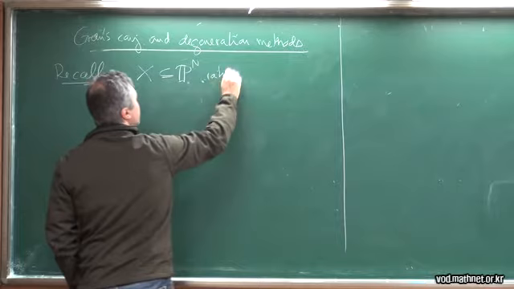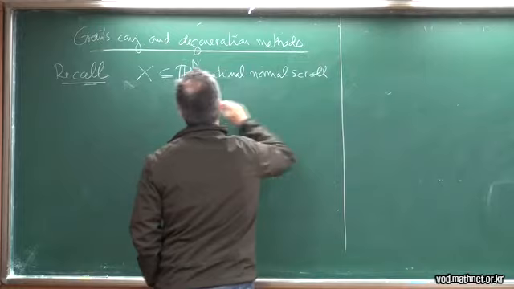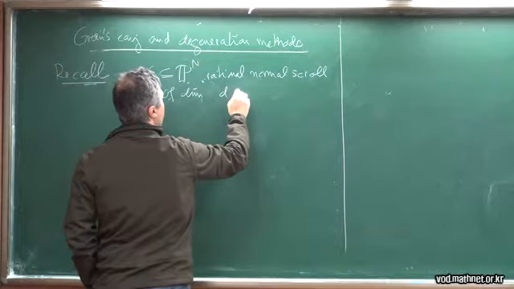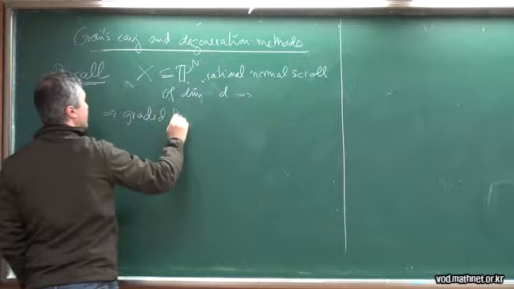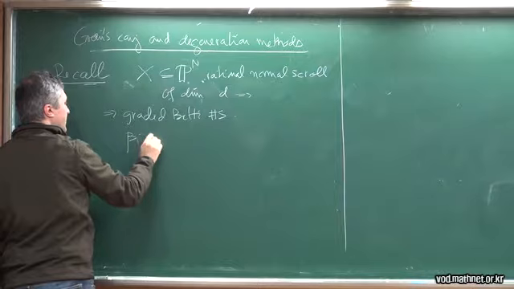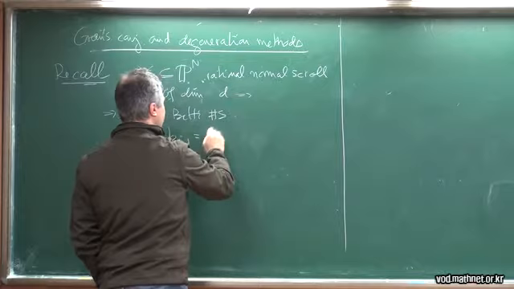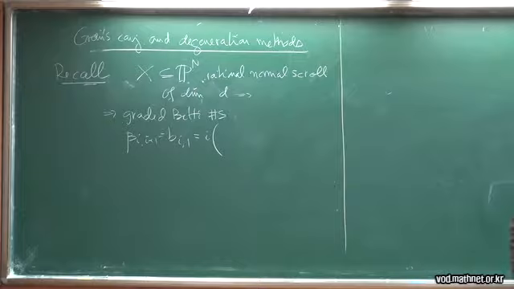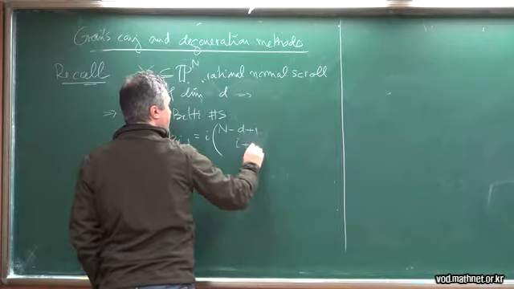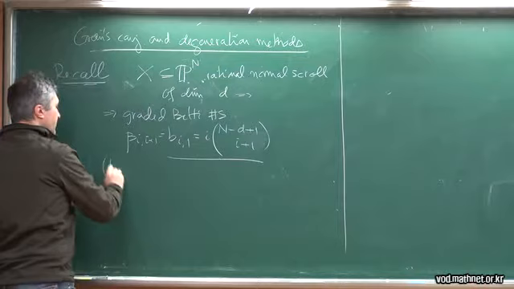a rational normal scroll of dimension d, we have the following graded Betti numbers: beta i plus 1, or b_{i,1} in the other notation, is i times (n minus d plus 1) choose (i plus 1). So that comes from the Eagon-Northcott complex.